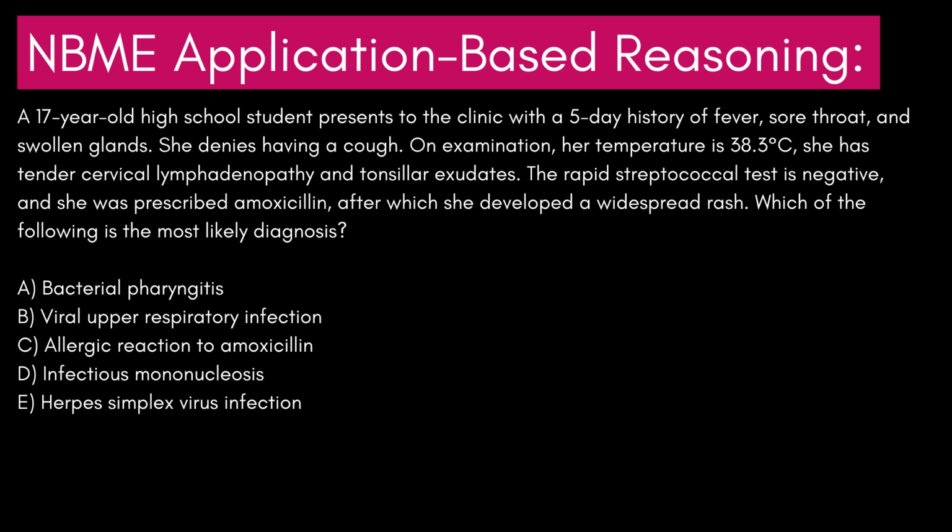A 17-year-old high school student presents to the clinic with a 5-day history of fever, sore throat, and swollen glands. She denies having a cough. On examination, her temperature is 38.3 degrees Celsius. She has tender cervical lymphadenopathy and tonsillar exudates. The rapid streptococcal test is negative, and she was prescribed amoxicillin, after which she developed a widespread rash. Which of the following is the most likely diagnosis?